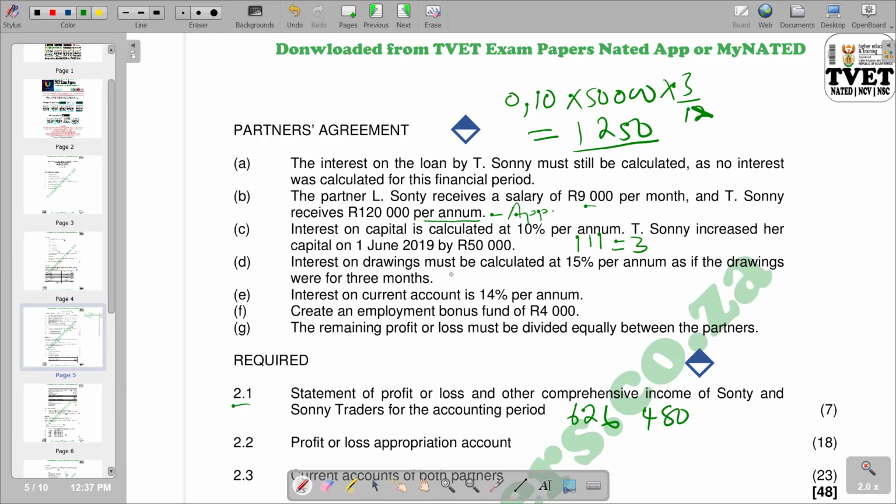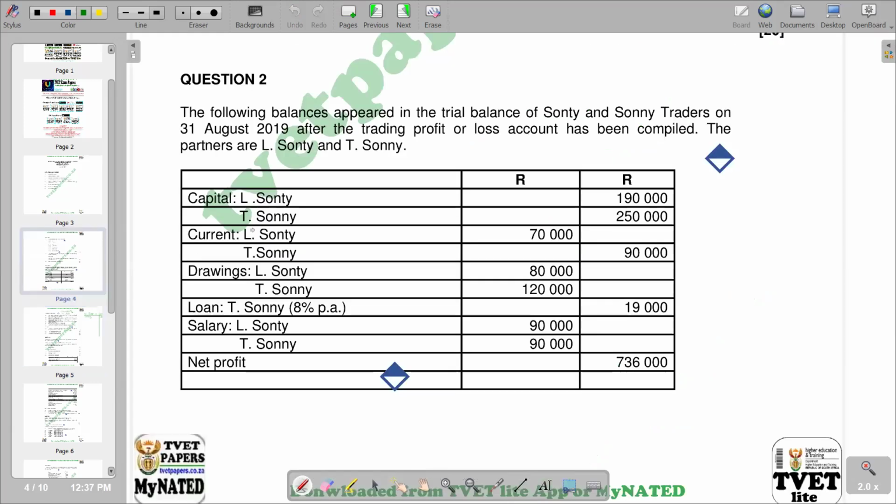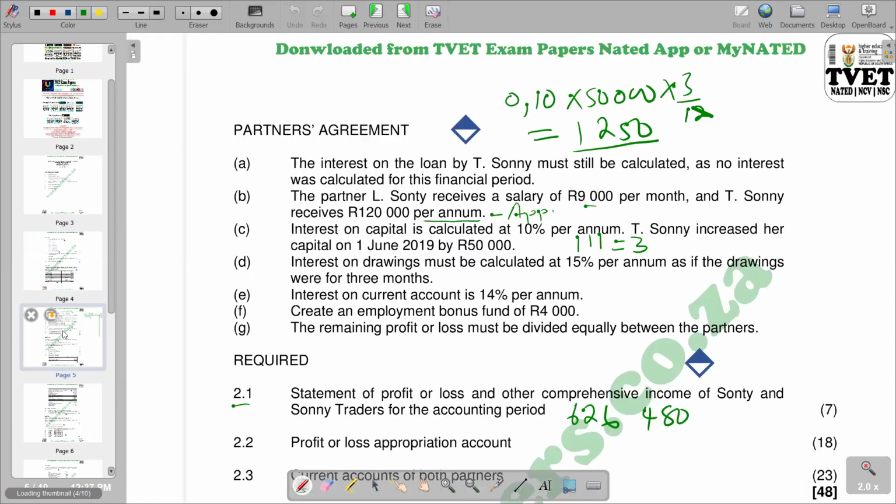So if you go back to our question at the beginning, we were given that the capital balance for Sony is 250,000. Remember, this is at 31 August 2019, the year end, which means that the 50,000 that was introduced during the year was already inside the 250,000. So we subtract the 50,000 from the 250,000 so that we have the capital that was there for the whole year. And then we multiply by 10%.